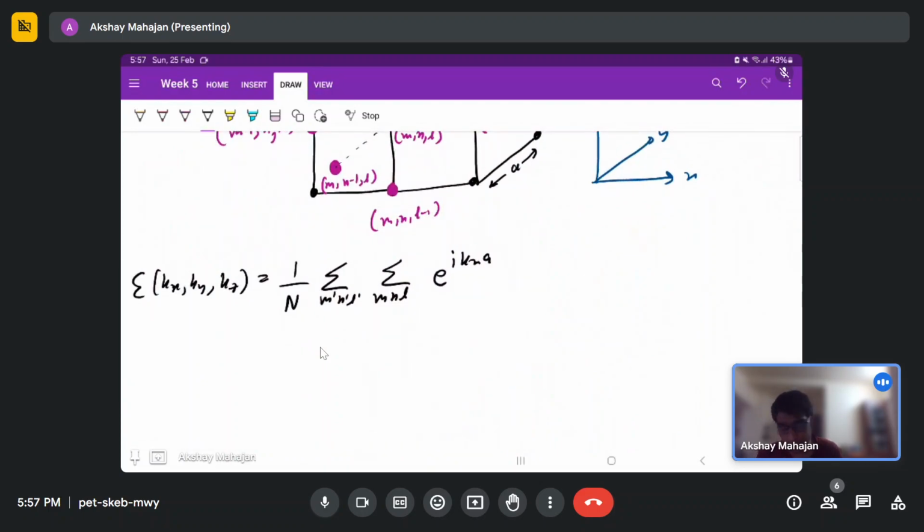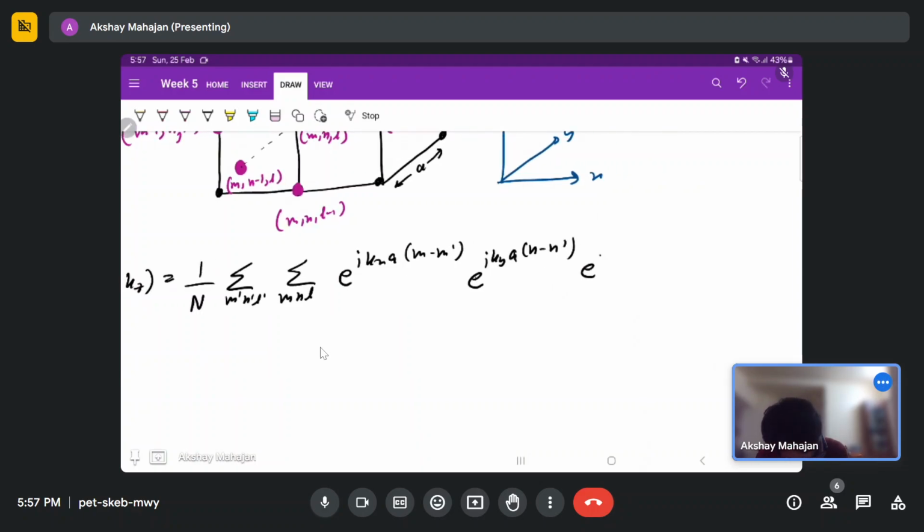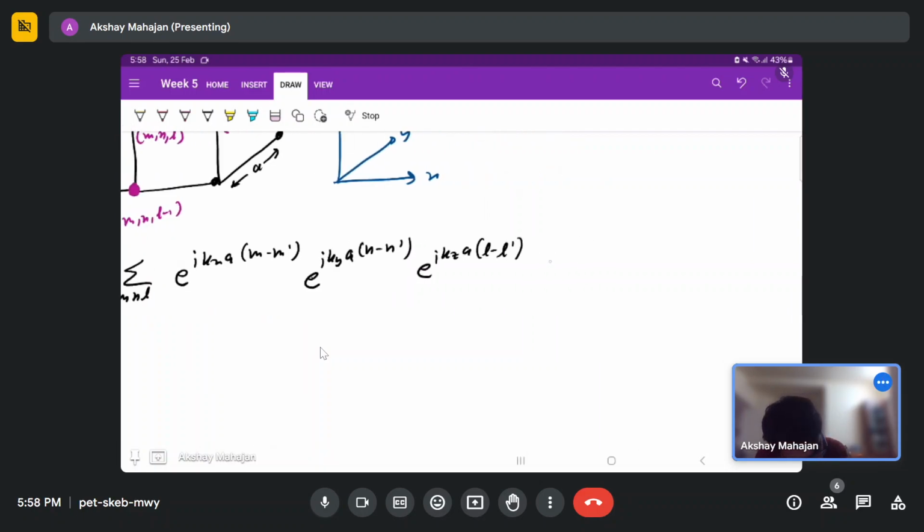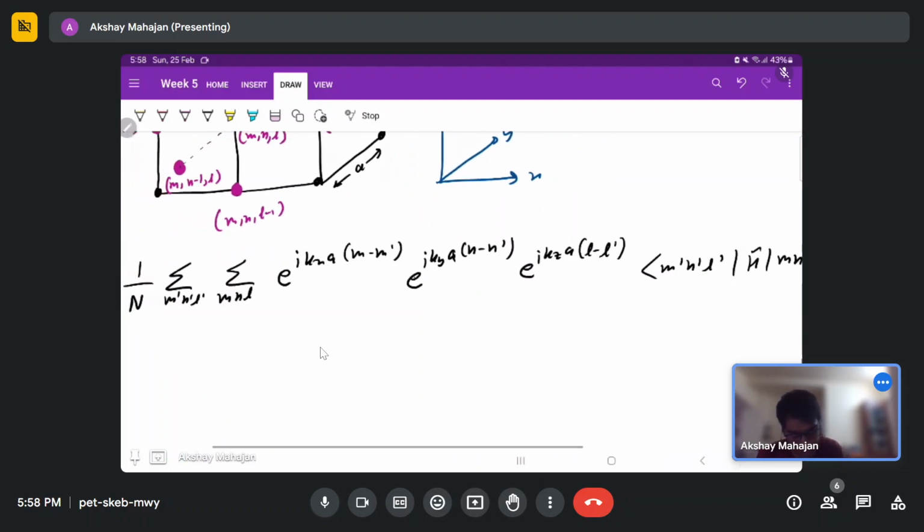So we will get e to the power iota kx times a times m minus m prime, e to the power iota ky times a times n minus n prime, and e to the power iota kz times a times l minus l prime, times we will have our m prime, n prime, l prime, H cap, m, n and l.